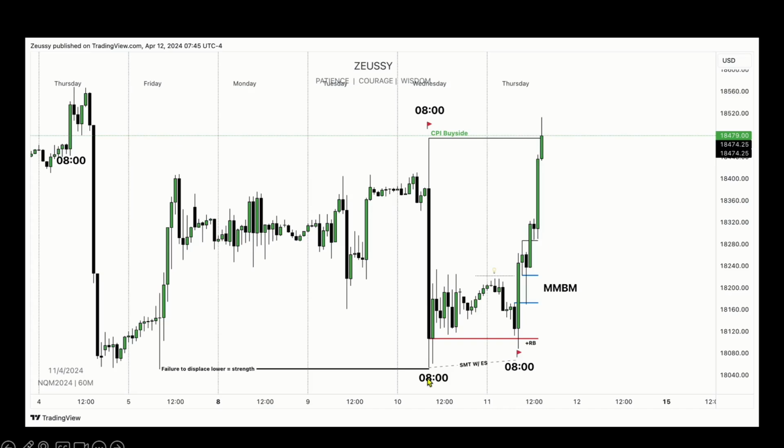The next day, on Thursday, what happens is the following. Market reprices lower. At what time does it reach the close of this hourly candle? During the 8 to 9 hour. When does the low of day form? At exactly 8 to 9.